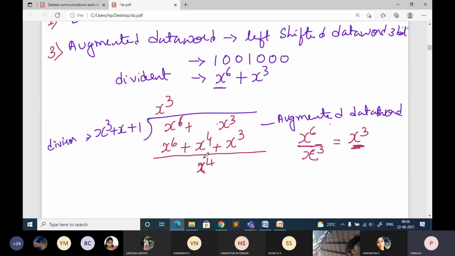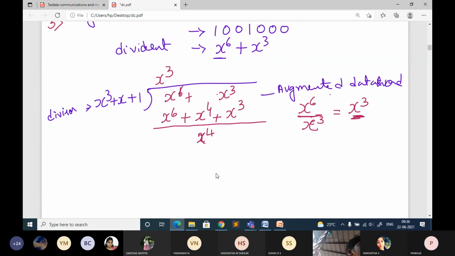It is x power 4. So now, do I need to continue the division? How are you going to tell that I need to continue? What is the rule I told? You need to check the degree of whatever term is remaining in the dividend against the degree of the divisor. If it is greater than that, you need to continue. So now, what should be the next quotient term? How are we going to calculate it?